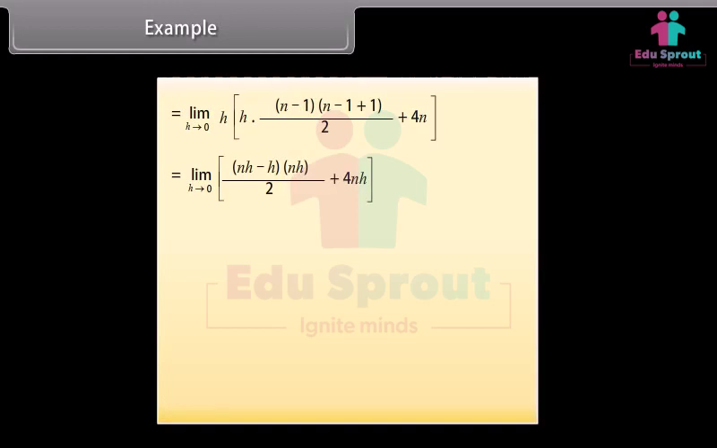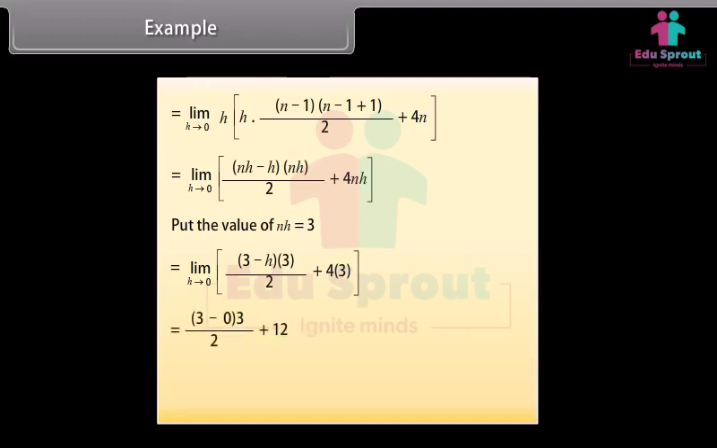Put the value of nh equal to 3. This is equal to limit h approaches 0 of (3 - h) into 3/2 + 4 into 3, which is equal to (3 - 0) into 3/2 + 12, which is equal to 33 by 2.